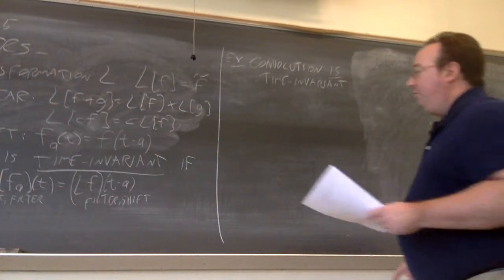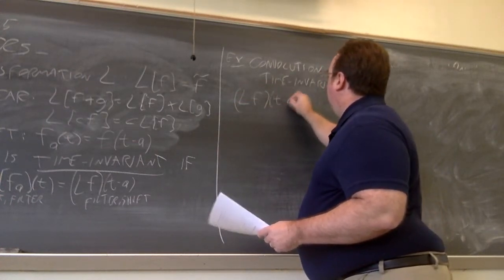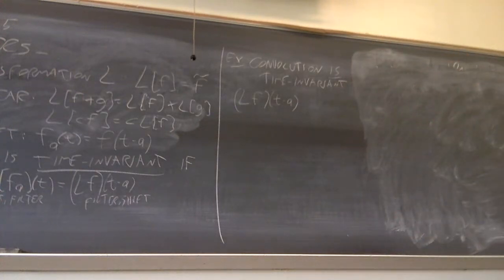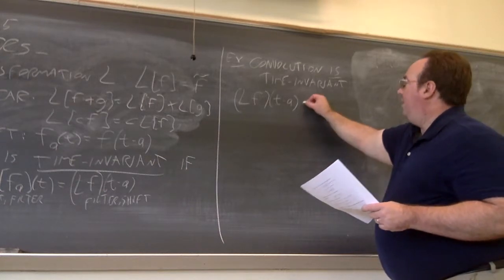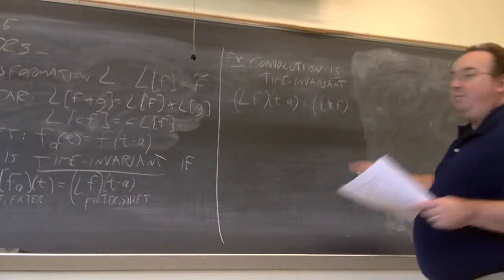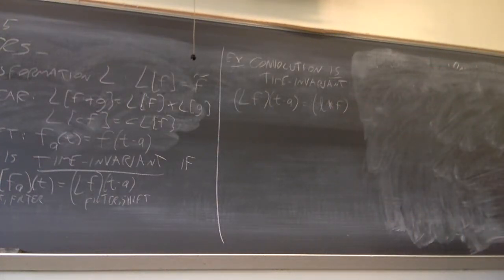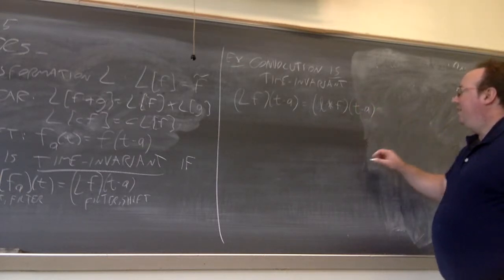So if I start from the right side of the previous equation, what I'm doing is taking the convolution of f with some function L. Remember, convolution is commutative. L star f is the same as f star L. And we evaluate it at t minus a.